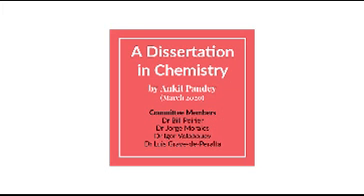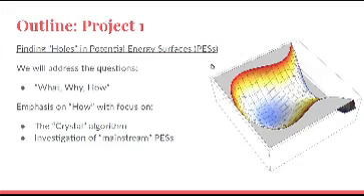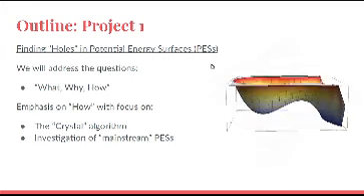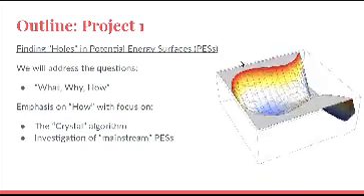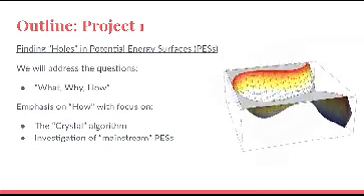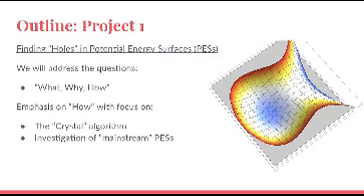Today I am going to present two disjoint discussions. The first of them is regarding finding holes in potential energy surfaces. We'll start out by addressing what potential energy surfaces are and what holes are doing in them.